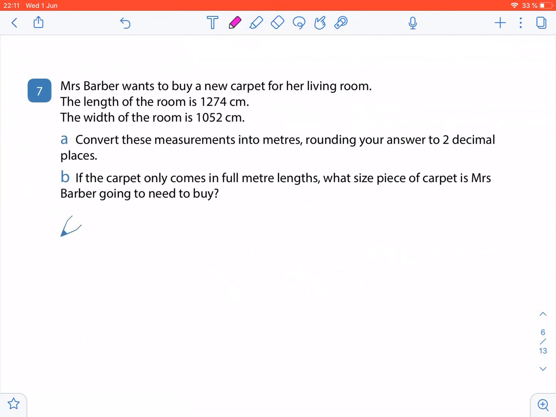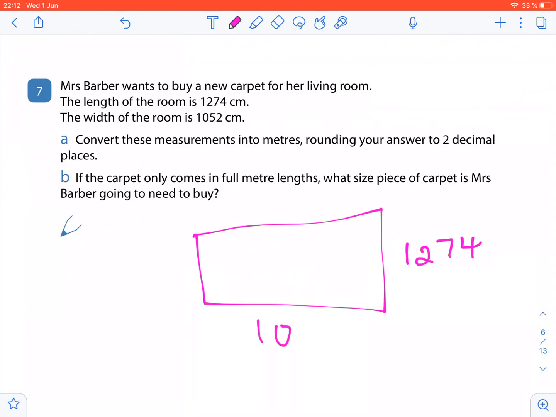Okay, number 7. Mrs. Barber wants to buy a new carpet for her living room. So we've got our carpet here. The length of the room is 1,274 centimetres, and the width of the room is 1,052 centimetres.